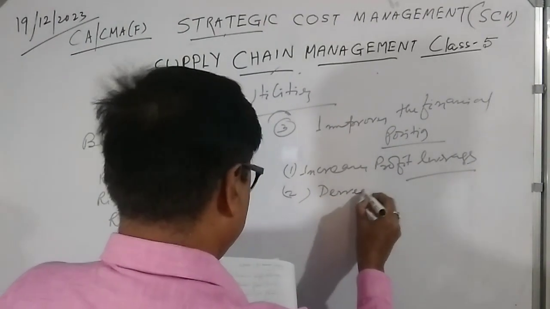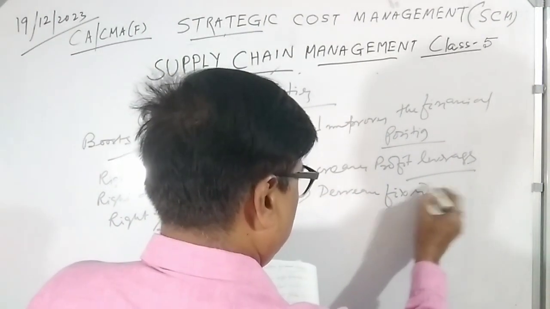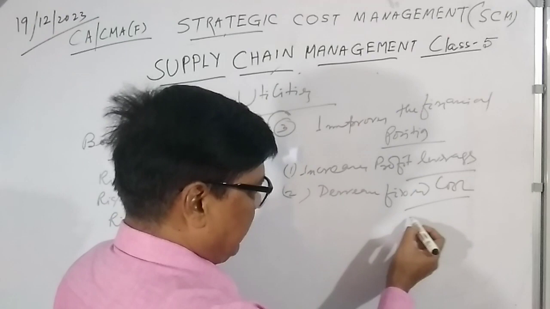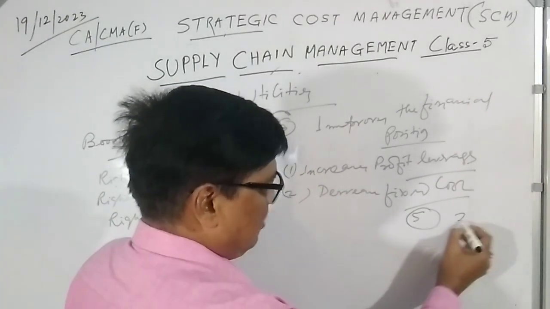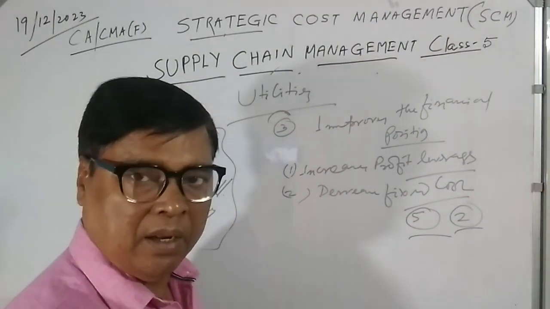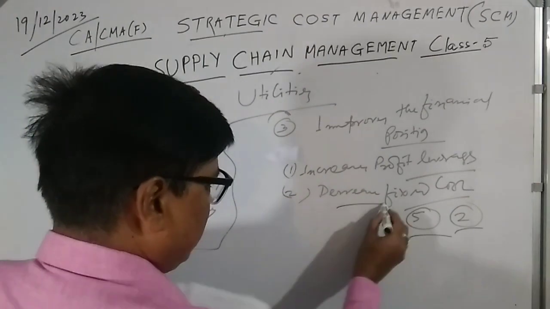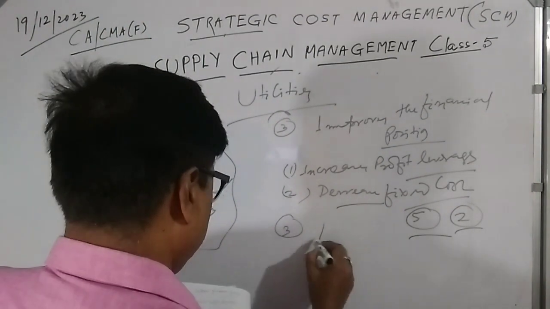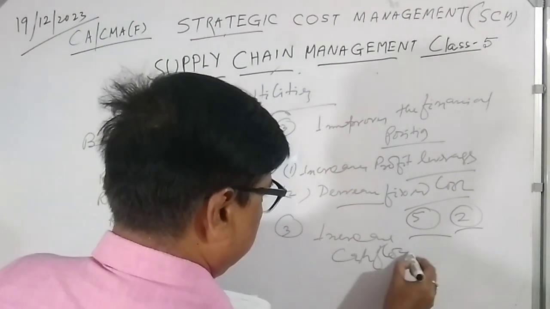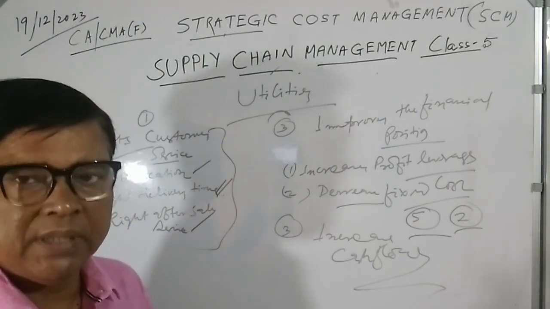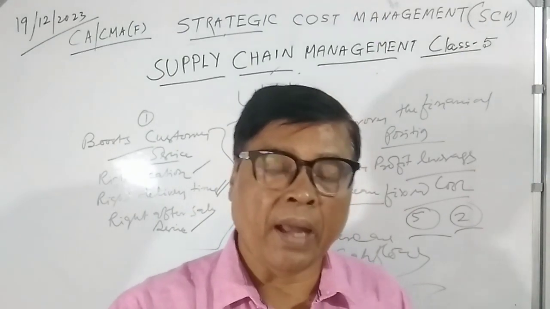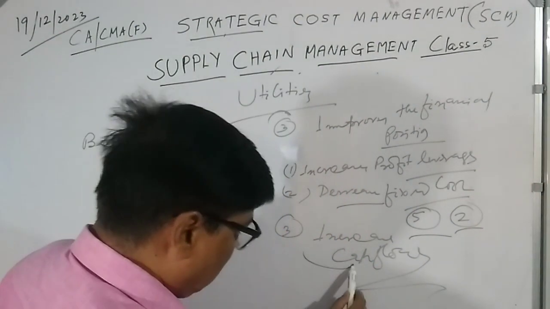Decrease fixed cost. If your distribution channel and storage people find that instead of 5 cranes they can manage with 2 cranes, definitely their fixed cost will be reduced, and at the same time faster delivery will be there. Number three, increased cash flows. How does that increase cash flows? Timely delivery means customer relations will be good, your recovery will be better, and your debtors will not be unnecessarily blocked. So this is also a good point.